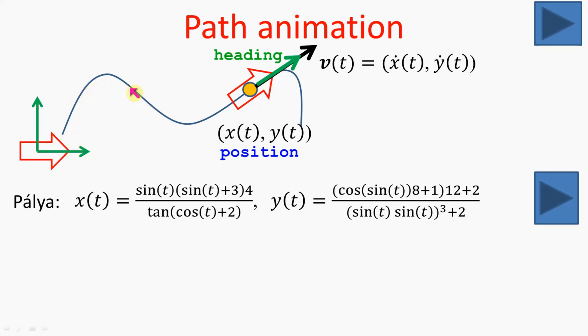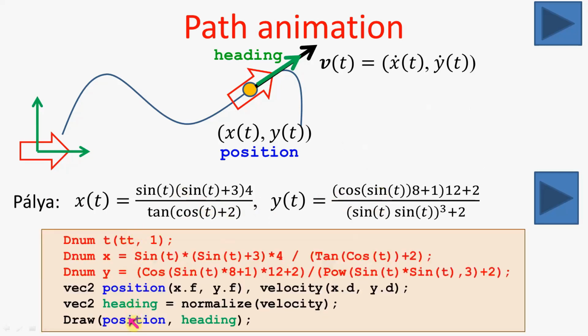So this curve determines not only the position of the object at a particular point of time t, but also the orientation. The orientation is the direction of the movement, which is the current velocity, and the velocity is just the time derivative of the position. Now, let us assume that the path is defined by these two functions. To control the orientation or the heading, we have to compute the derivative of these two functions.